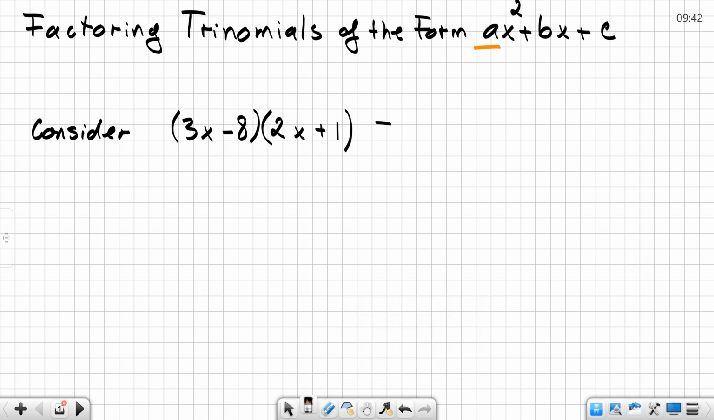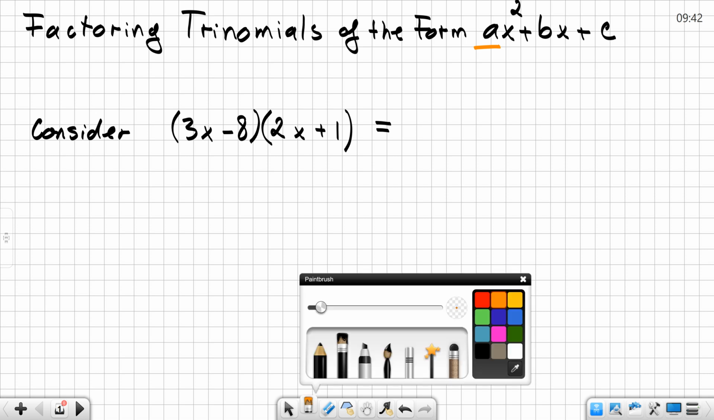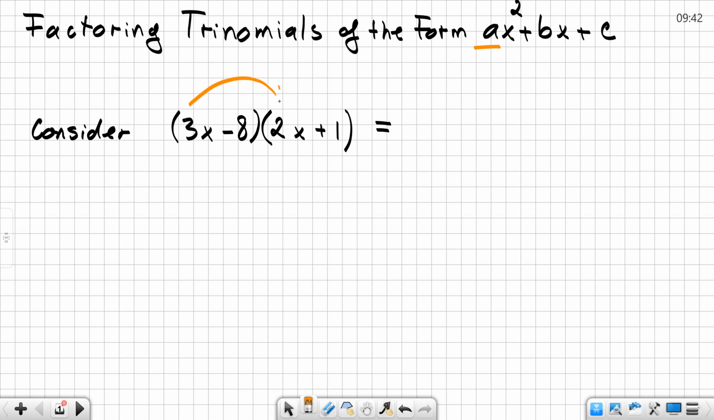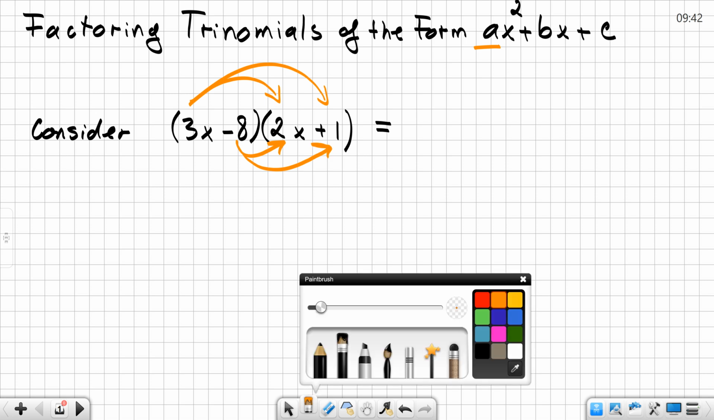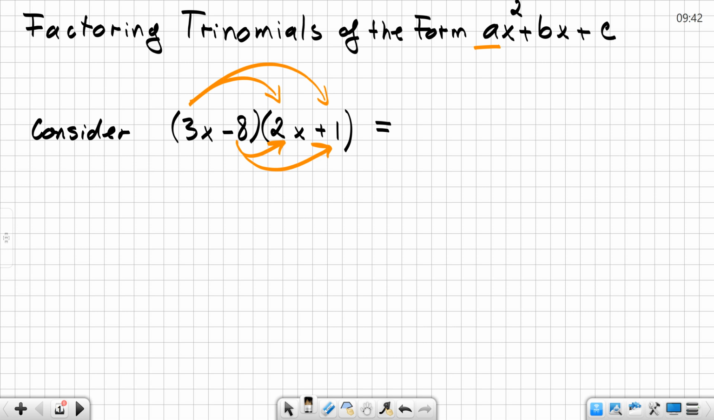Let's multiply out these two binomials. How do we do this? We FOIL it out. Product of the first, product of the outer, product of the inner, and the product of the last terms. And when we do this, we are going to get the following.